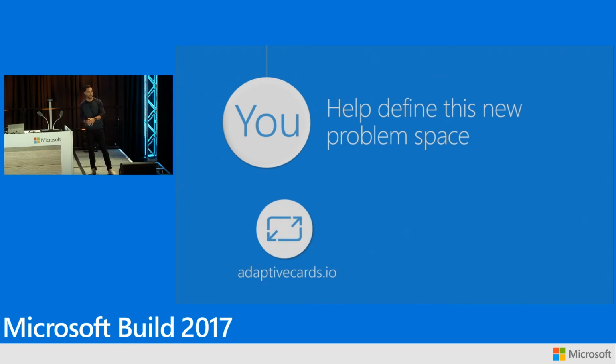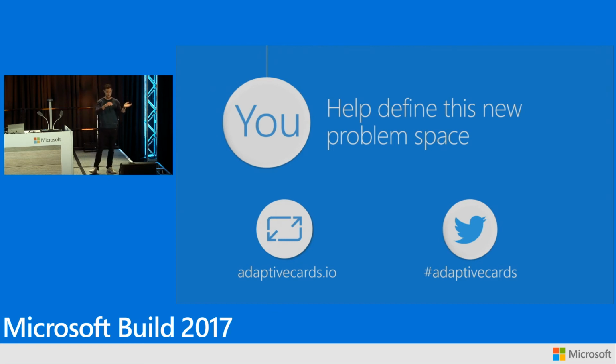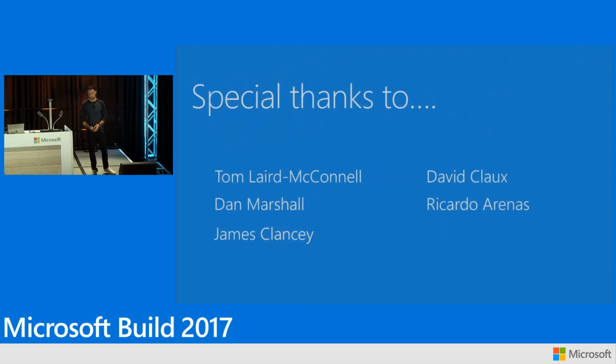We have the website, adaptivecards.io. You can talk to us on Twitter at adaptivecards. We're taking schema proposals in the form of issues. We're welcoming contributions. We're welcoming anything on our GitHub that you feel like you can help with to help us define this space. We certainly can't do it on our own, and we certainly can't reach the breadth of card authors to make sure we're making the right trade-offs without your help.